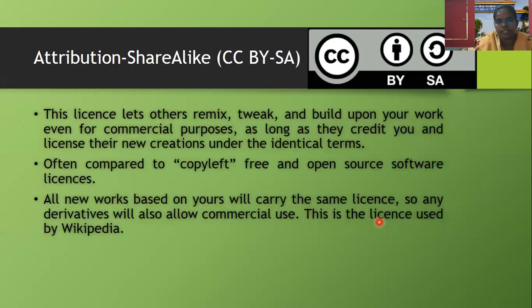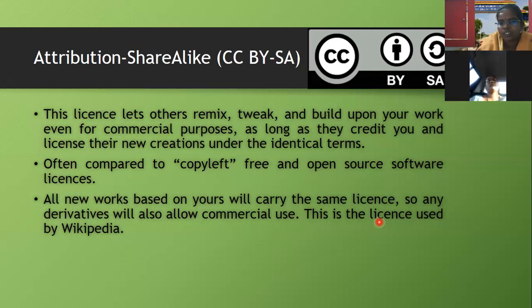The second type is attribution share alike. This license lets others remix, tweak, and build upon your work even for commercial purposes, as long as they credit you and license their new creations under identical terms, often compared to copyleft, as in free and open source software licenses. All new works based on yours will carry the same license, so any derivatives will allow commercial use. This is the license used by Wikipedia.